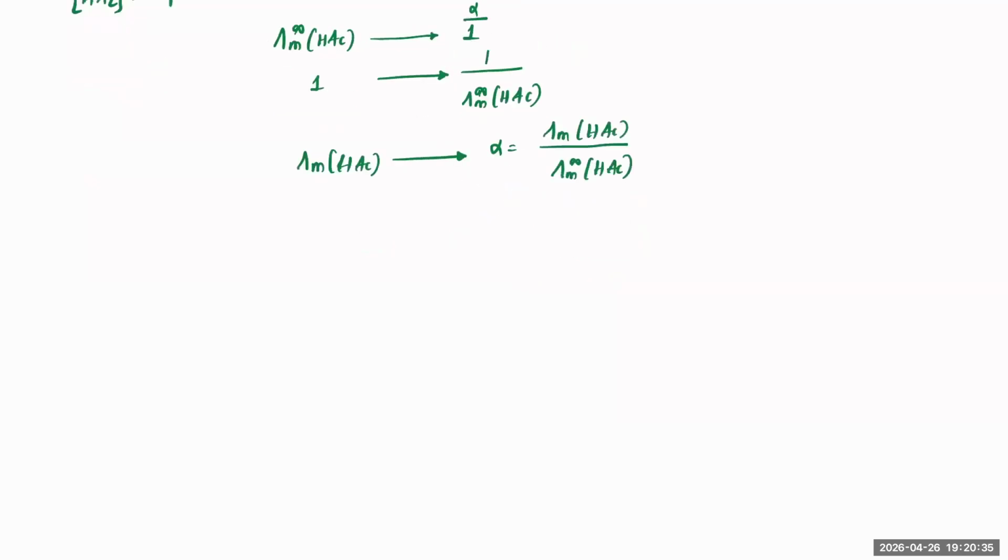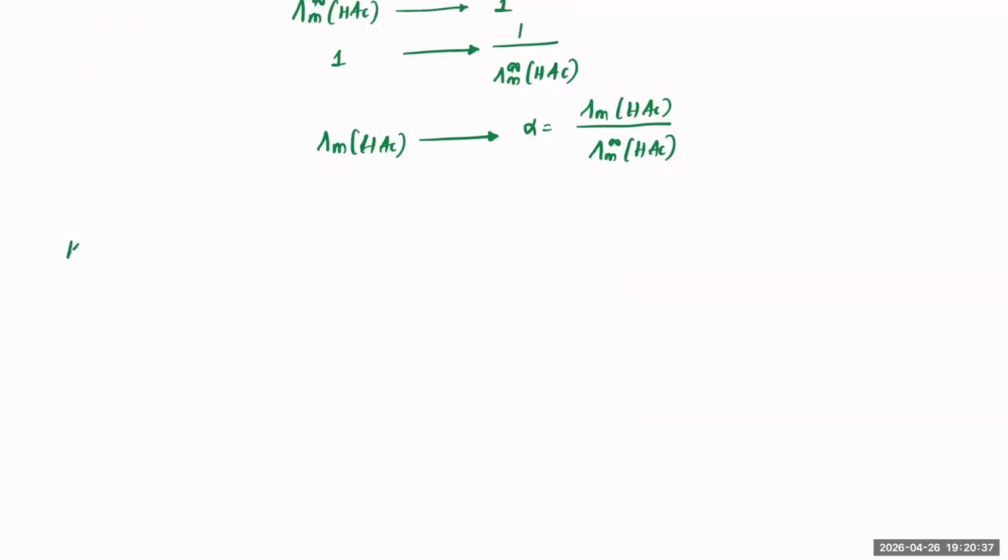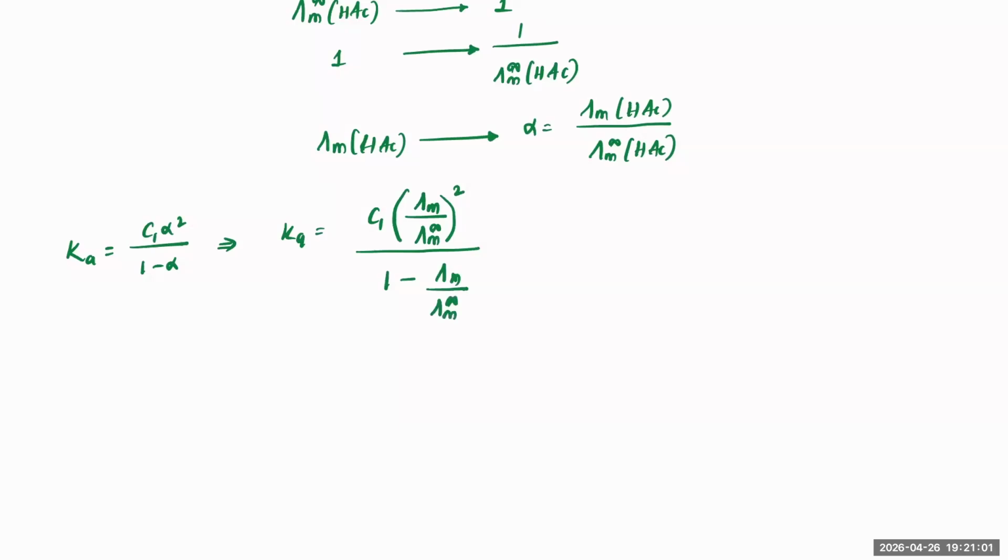So check this out. Ka is equal to C1 alpha square by 1 minus alpha. So Ka is equal to C1 into alpha, which can now be written as lambda m by lambda m infinity of that weak electrolyte, over 1 minus lambda m by lambda m infinity, whole square in the numerator. So this is the value of Ka.